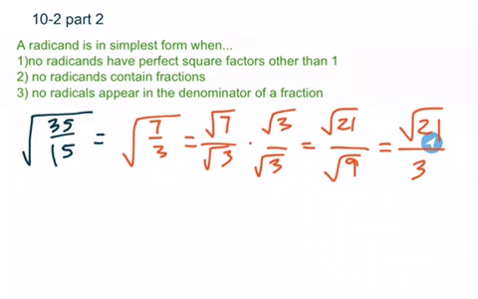We just have a whole number radical in the numerator, and then we have a whole number in the denominator. So we have eliminated that radical on the 3. No radicals appear in the denominator. So this actually is in simplest form. It passes all three tests. All right, so let's take a look at another example.